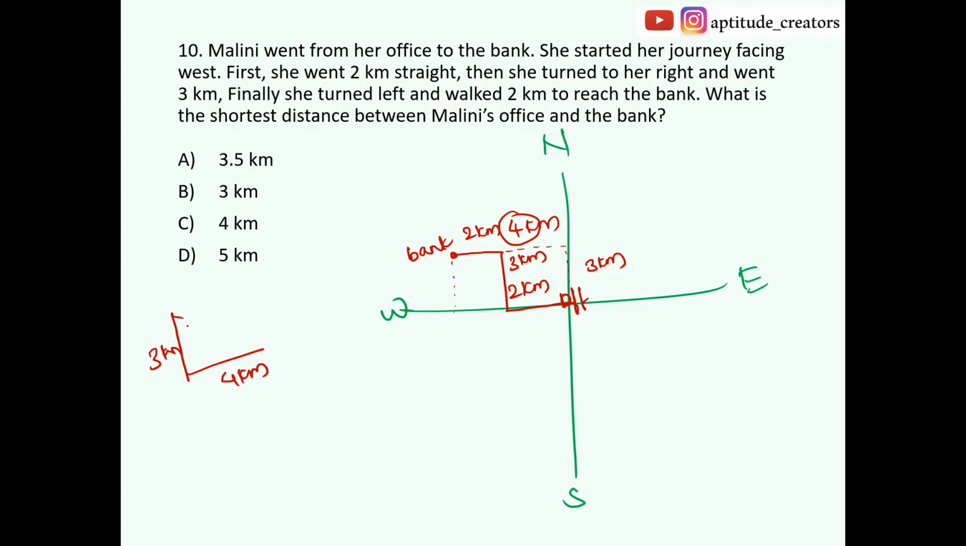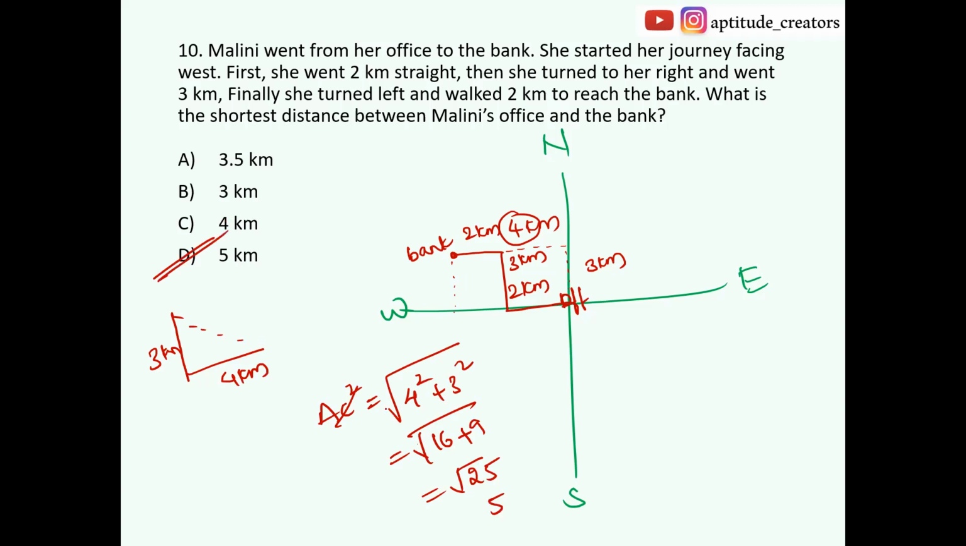Now we can apply Pythagoras theorem rule, correct? Yes. Now Pythagoras theorem rule, AC square is equal to AB square plus BC square, correct? Now 4 square plus 3 square, root 16 plus 9, it is giving the result as root 25. We can say 5 kilometers. Answer is option D, 5 kilometers. A, B, C. AC square is equal to AB square plus BC square.